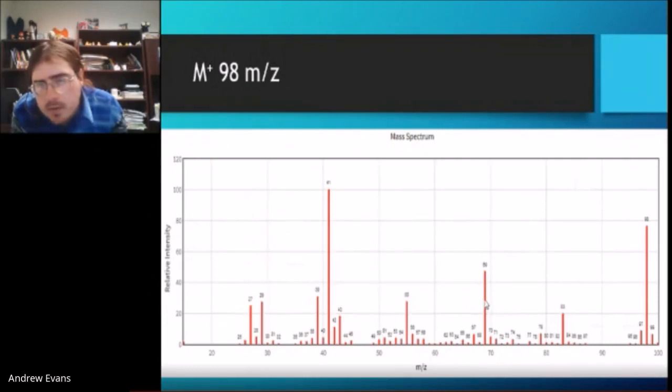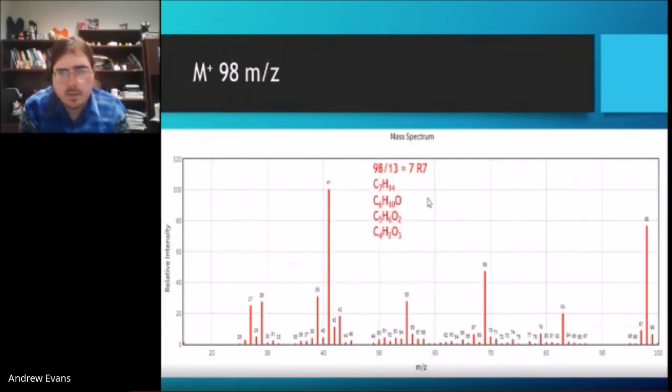69 would be what? 29, I like to say. 29, that's a 15 plus a 14. That's a loss of an ethyl group. 55 would be the loss of a propyl group. 41 would be the loss of a butyl group. And then it gets kind of confusing. It could be a tert-butyl group, could be something. But 41 is also, let's see, try to figure out some of the structure.